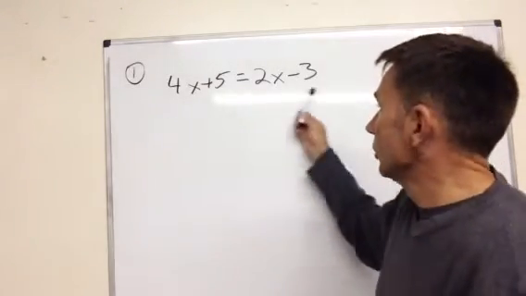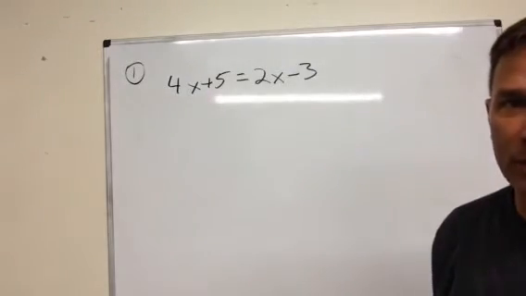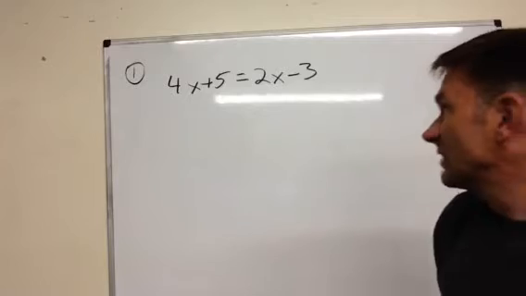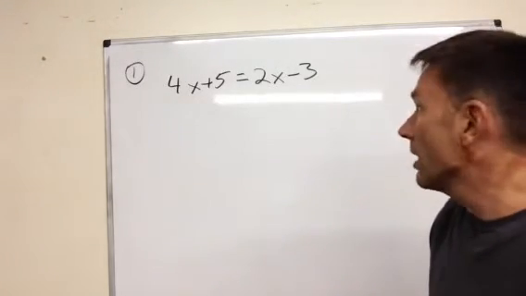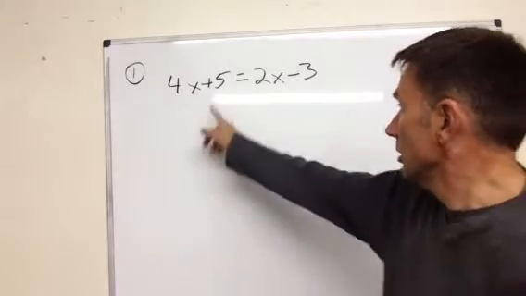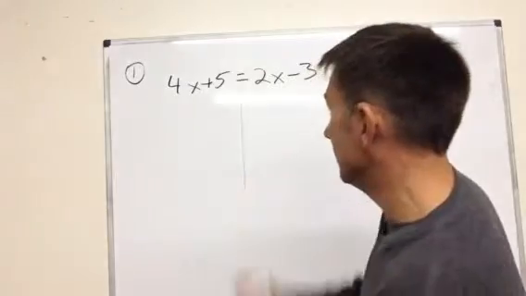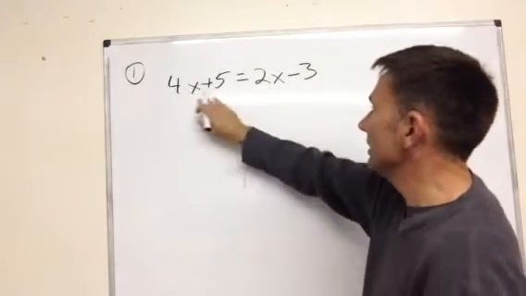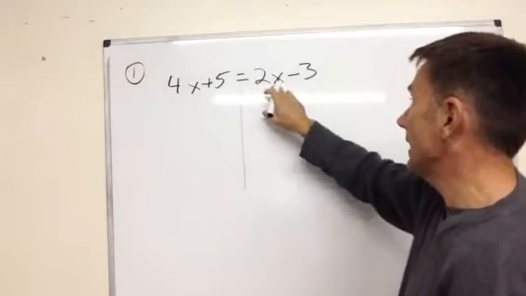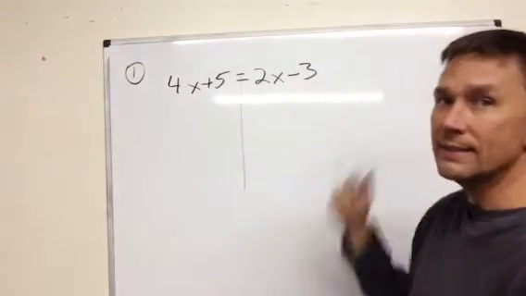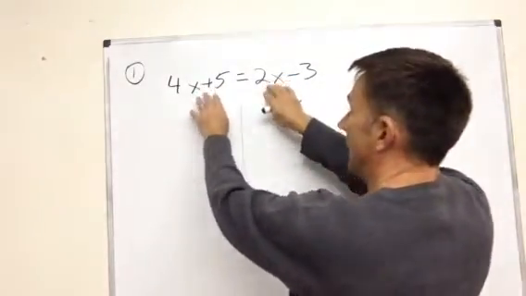Now, the first problem we're looking at, hopefully you see something different about this. We still have x's, we still have numbers, but pay attention where the variables are. Here's our equal sign. I'm going to start by drawing a line down the middle. What's on the left? X's and plain numbers. What's on the right? X's and plain numbers. This is something different. We have variables on both sides.